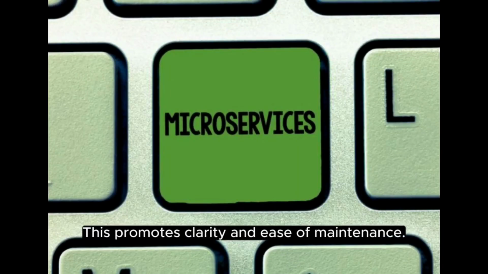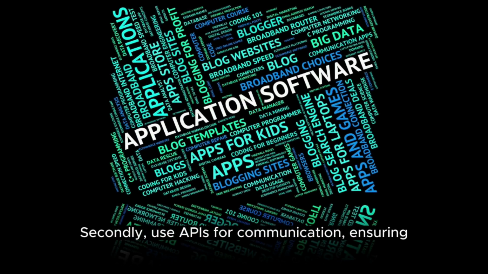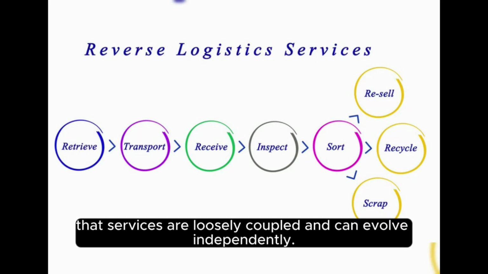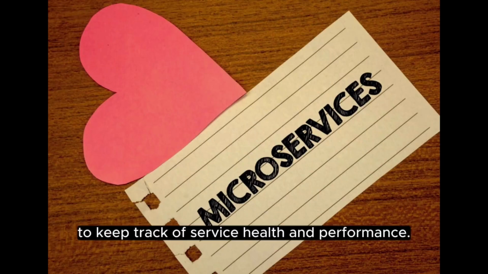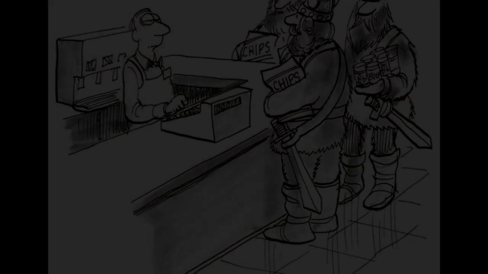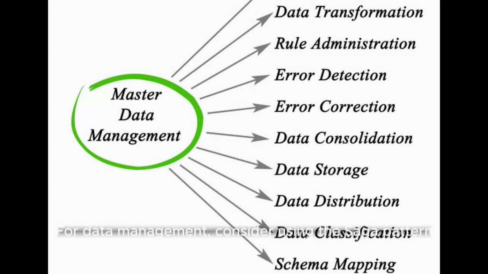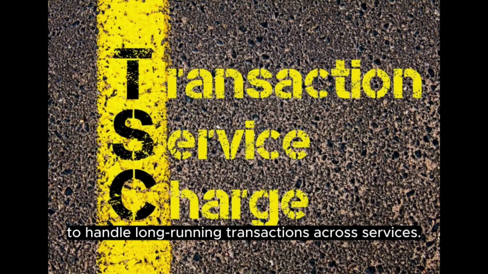This promotes clarity and ease of maintenance. Secondly, use APIs for communication, ensuring that services are loosely coupled and can evolve independently. It's also crucial to implement centralized logging and monitoring to keep track of service health and performance. Automated testing is another essential practice, ensuring that changes don't introduce new issues. For data management, consider using the saga pattern to handle long-running transactions across services.